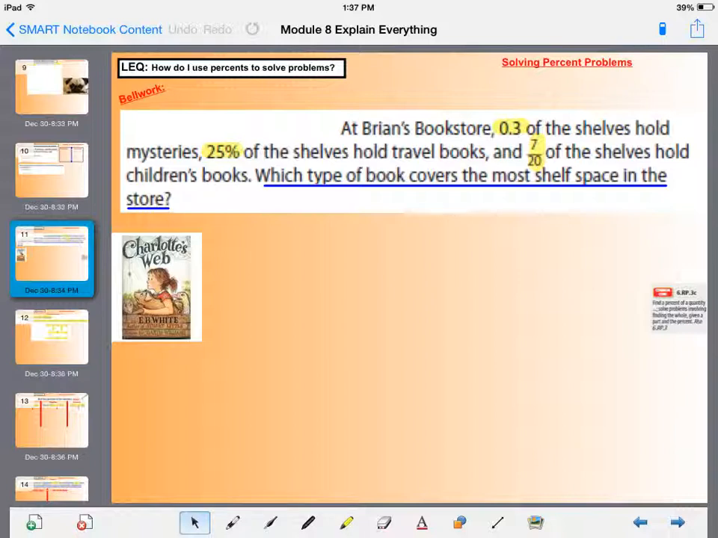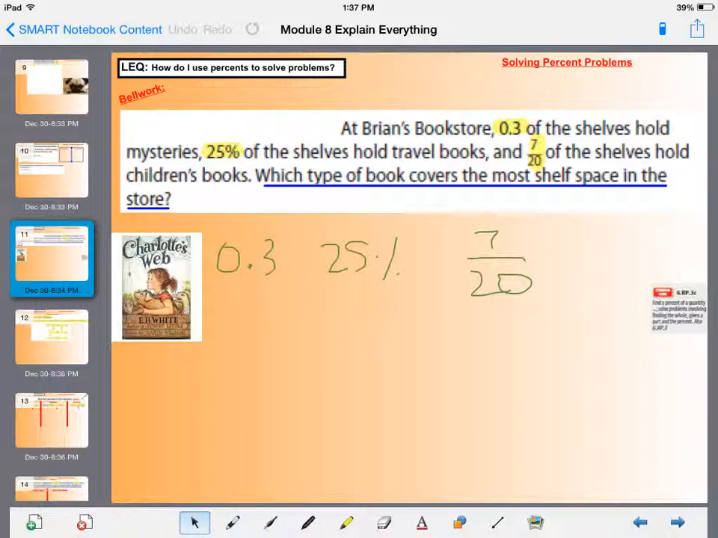When we have a question like this where we are given decimals, percents, and fractions, and in this case, we have a bookstore. We have 3/10 of the shelves holding mysteries, 25% of the shelves holding travel books, and a fraction of 7/20 of the shelves holding children's books. Which type of book covers the most shelf space in the store? I loved what you guys did in class. You asked me to rewrite the decimal, the percent, and the fraction. And then you guys suggested let's turn them all into percents.